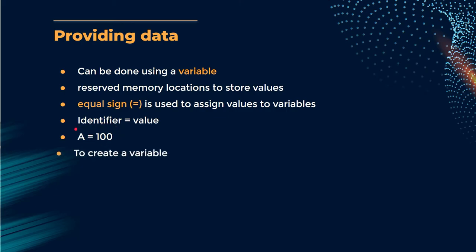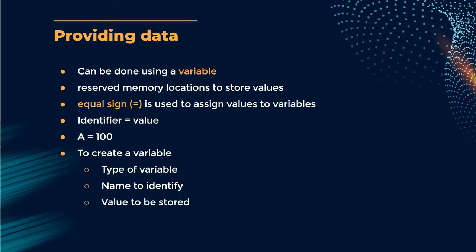So let's move on. To create a variable we need to keep three things in our mind: the type of the variable, that is the type of data to be stored in the variable, the name to identify the variable, and the value to be stored. We have discussed these two things here. The value to be stored is 100 and we have a name to identify it, that is an identifier. The identifier will always be on the left side of the equal sign and the value will always be on the right side of the equal sign. We can't change it. We can't say 100 equals a. We always have to say a equals 100. That means 100 is assigned to a.